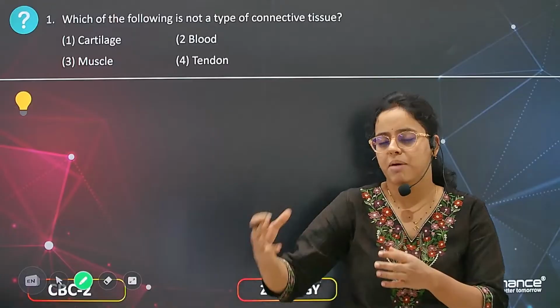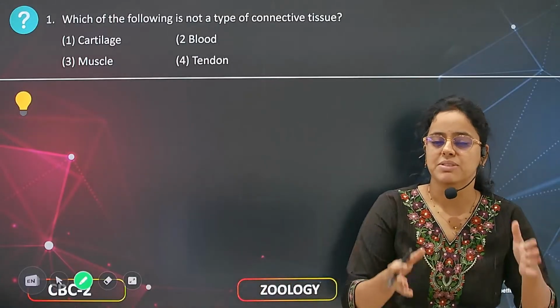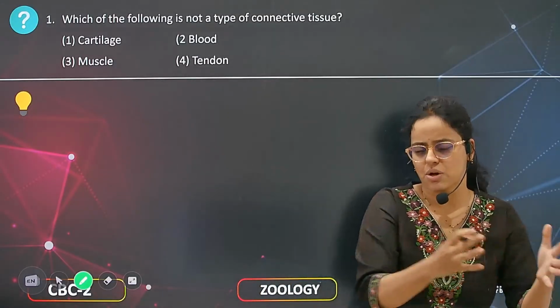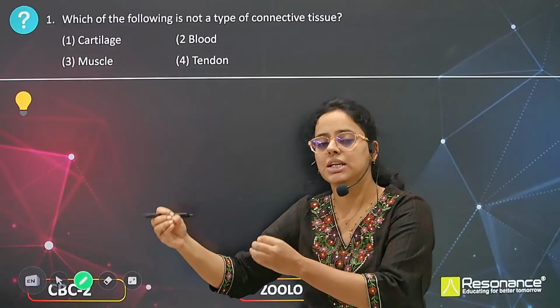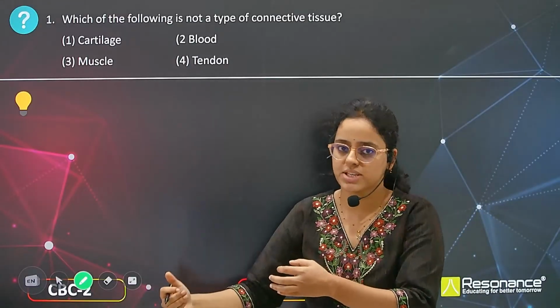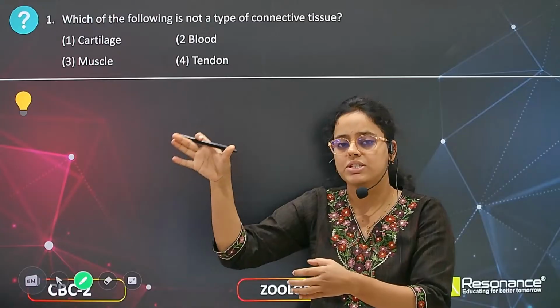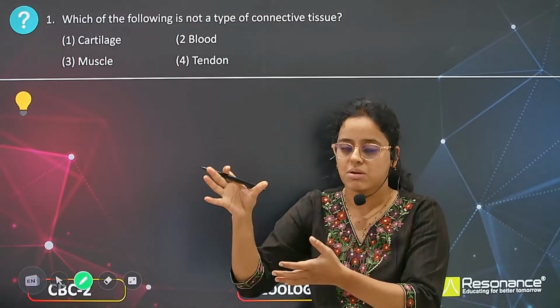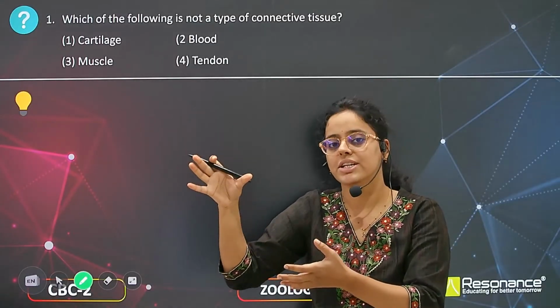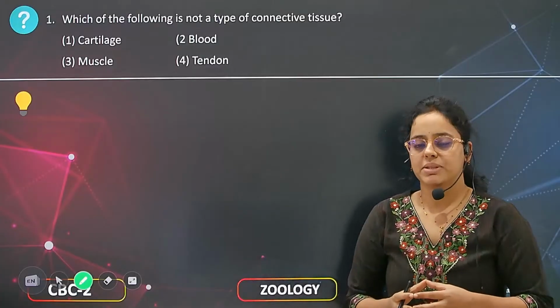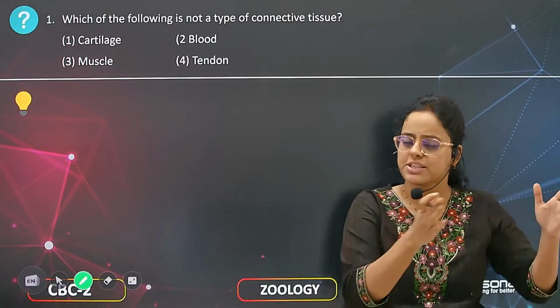Now what about compound epithelium and simple epithelium? Simple epithelium is made up of a single layer of cells, whereas compound epithelium is made up of two or more layers of cells, and the shape of the outermost layer of cells decides the name of the stratified epithelium, right? That's what we discussed in yesterday's session.